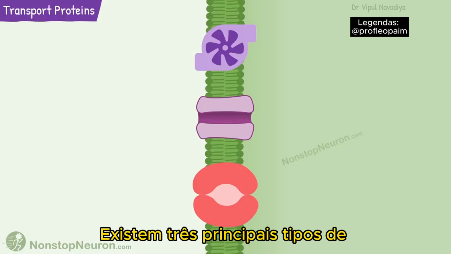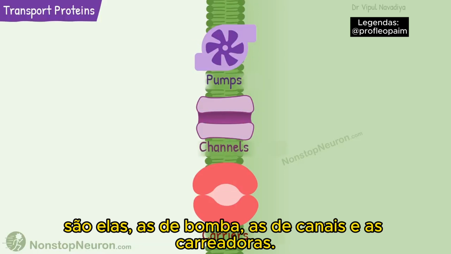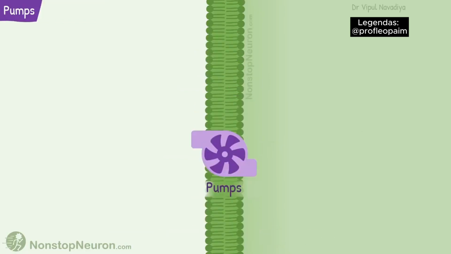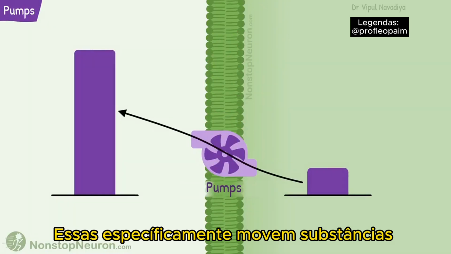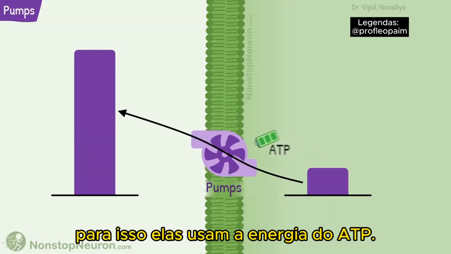There are three main types of transport proteins: pumps, channels, and carriers. Let's see each type one by one. First, pumps. Their specialty is to move substances uphill against their electrochemical gradient. For this, they use energy from ATP.